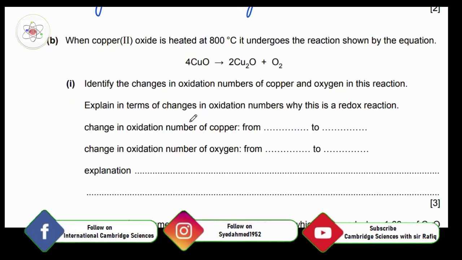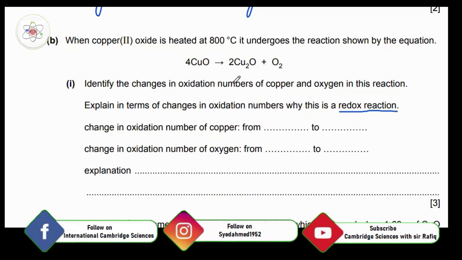Moving on, part B, when copper 2 oxide is heated at 800 degrees Celsius, it undergoes the reaction shown by the equation. So this is the equation where copper 2 oxide is changing into copper 1 oxide, right? So identify the changes in oxidation numbers of copper and oxygen in this reaction. Explain in terms of changes in oxidation numbers why this is a redox reaction. As we all know that redox reaction is a chemical reaction in which reduction and oxidation reactions take place simultaneously.